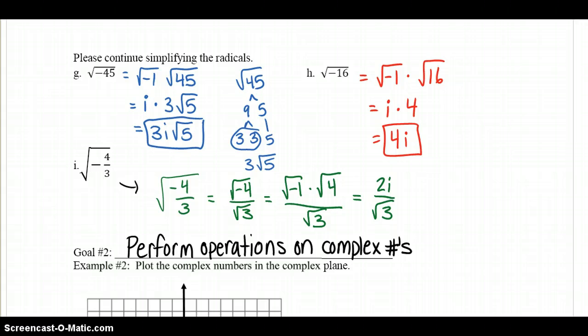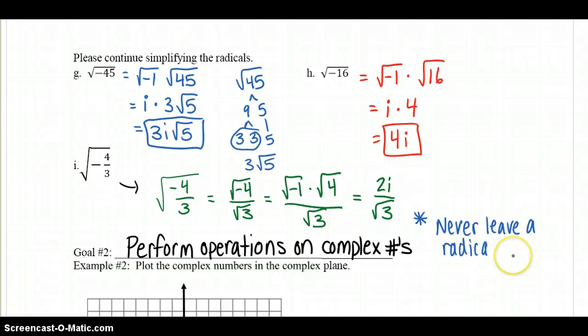Now right here, you can't leave this as your answer, and this is an important fact that we're going to learn, and hopefully you've heard of it before: we can never leave a radical underneath the fraction. Geez, I'm all tongue-tied here. So let's say that differently. Never leave a radical in the denominator. That is the word I'm looking for. Never leave a radical in the denominator.